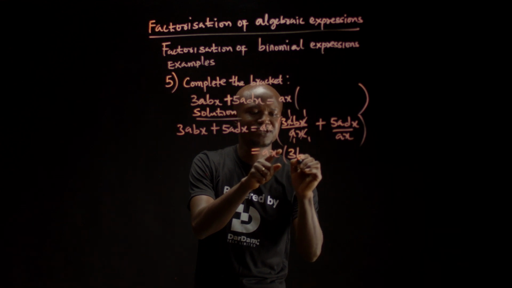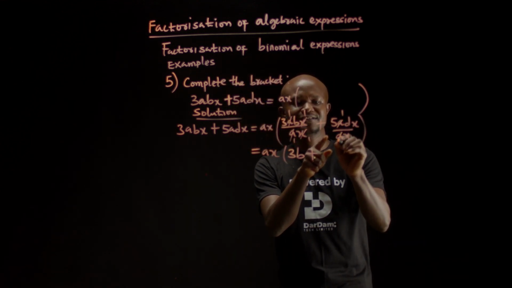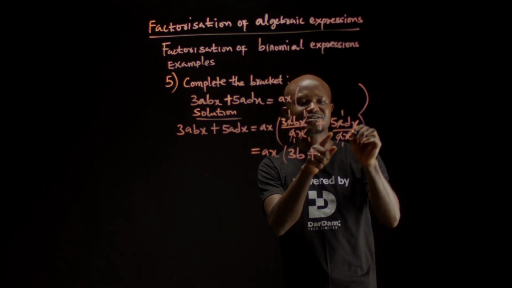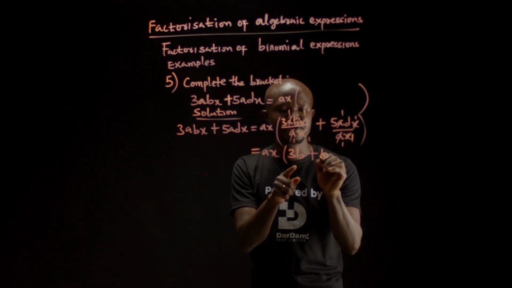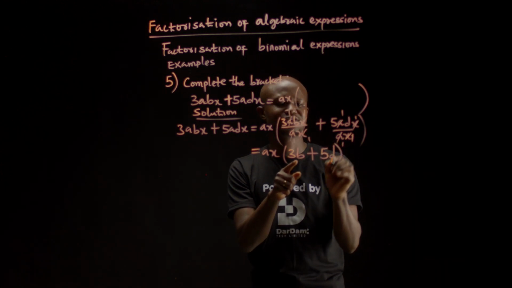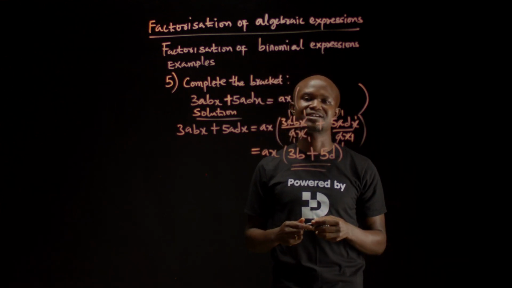So what do we have inside the bracket? We have 3b plus what? A will also cancel a here. Now d goes with x also. So what do we have? We have 3b plus 5d inside the bracket. So that is the answer. Thank you.